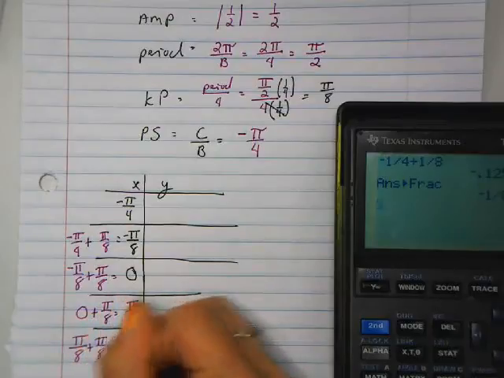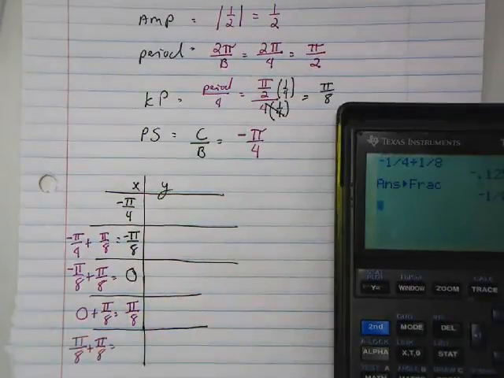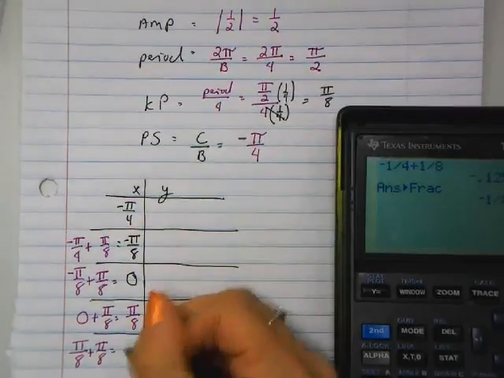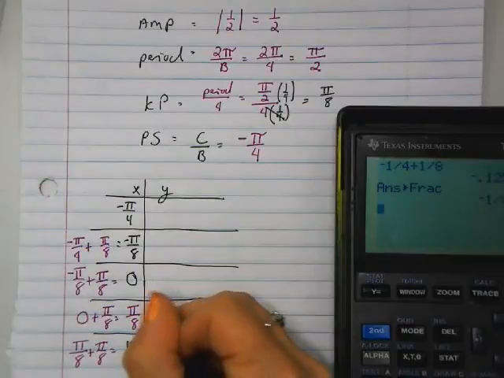If you need to, grab your calculators. These already have a common denominator, so you might be good. Were you able to get pi over 4?